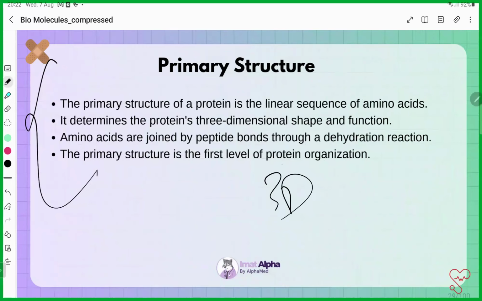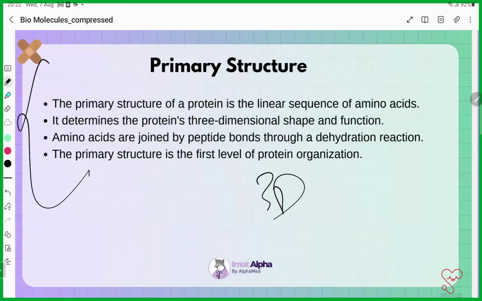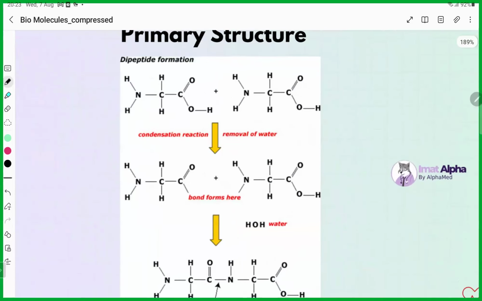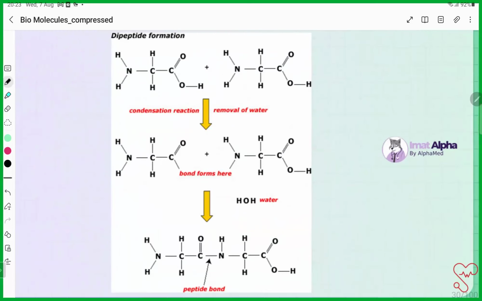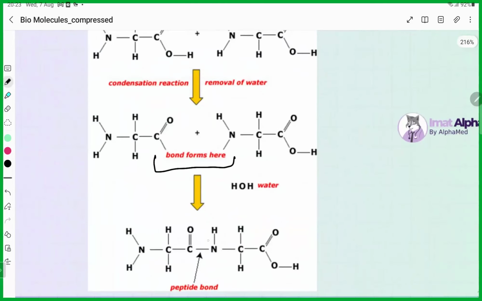Amino acids are joined by peptide bonds through a dehydration reaction. Dehydration means adding them together and taking out water molecules. The primary structure is the first level of protein organization. Primary structure, condensation reaction: we remove water, or dehydration. And then the bonds will form. How do the bonds form? Here the peptide bond will form.